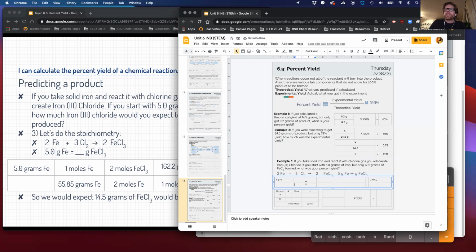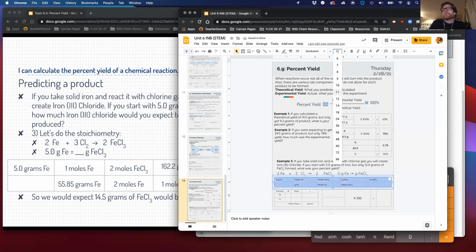Okay, so this one right here, I'm starting with grams of Fe, and you can actually copy it straight from here if you want. Grams of Fe and moles of Fe. I'm going to go moles of Fe down here and get into moles of FeCl3 right here. And then I'm going to say moles of FeCl3 and grams of FeCl3, kind of like that. Cool, cool. So now I can start to fill it in.